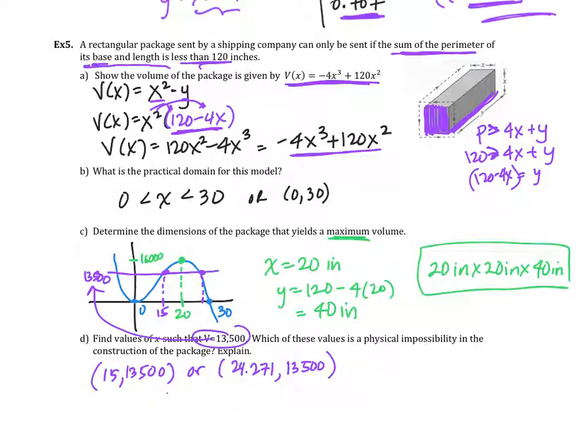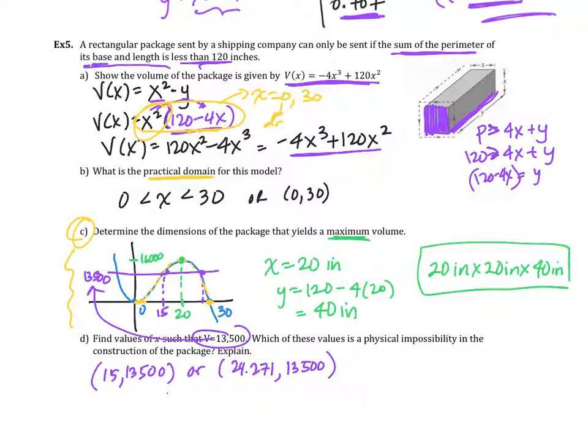The next question says, what is the practical domain? Right? For the practical domain, that's going to be associated with your zeros up here. If you were to sketch the graph, which I did down here for letter C, you can see that my practical domain is going to be this portion here. I have a double root at 0, and I have a single root at 30, right? So these are my zeros.